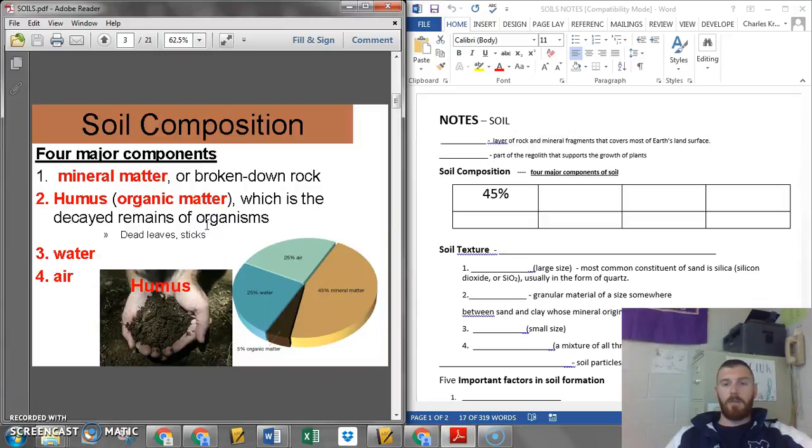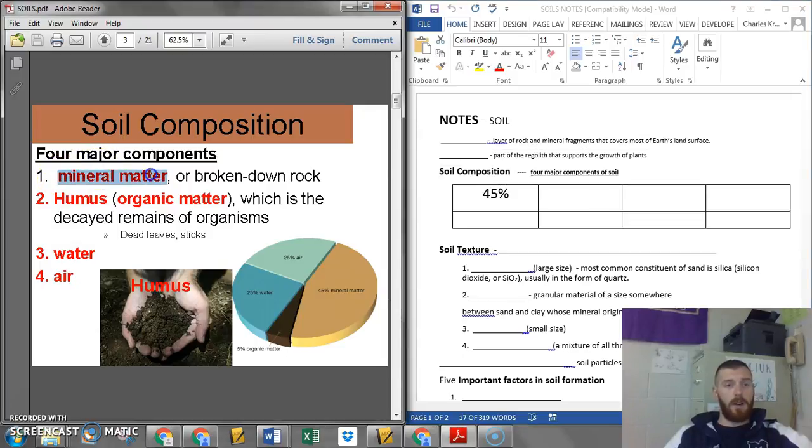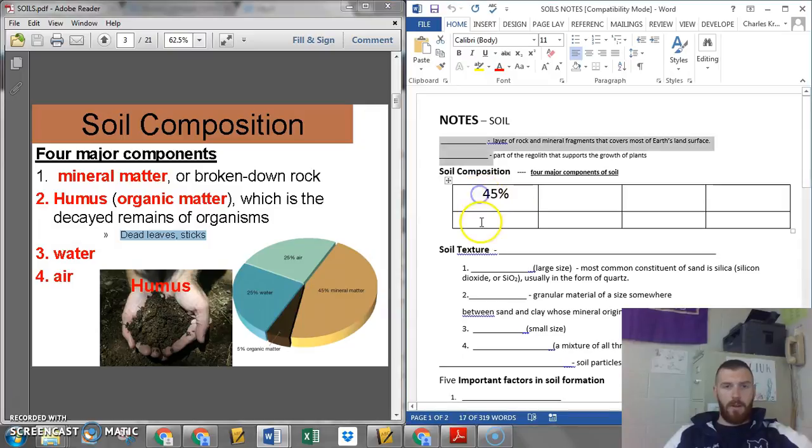So there are four major components of soil composition. Those four major components being mineral matter, which is broken down rock, humus, which is organic matter and is decayed remains of organisms, so things like dead leaves and sticks, water, and air. You can see those here. These might be a little bit hard to read, but at 45% you have mineral matter, at 25% you have air, you have 25% water, and 5% organic matter.